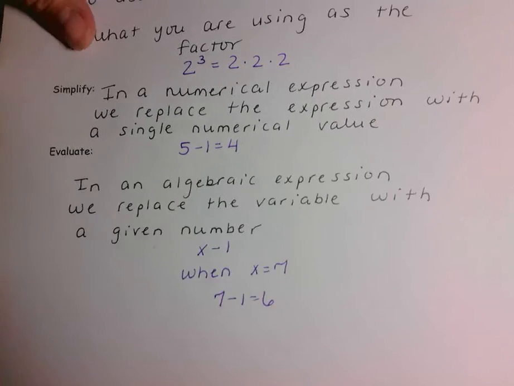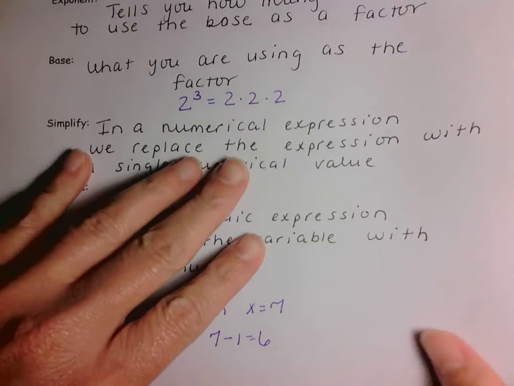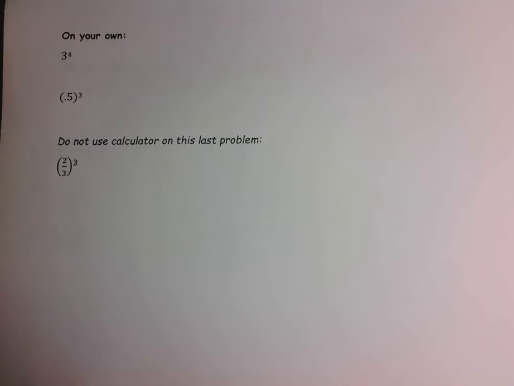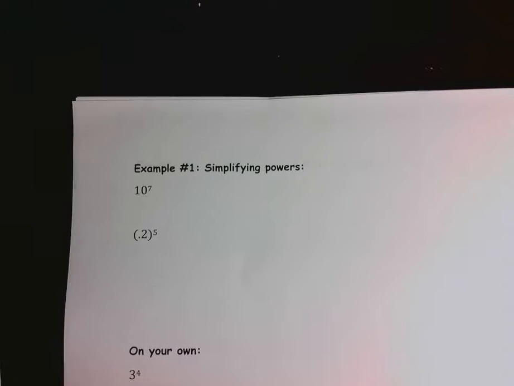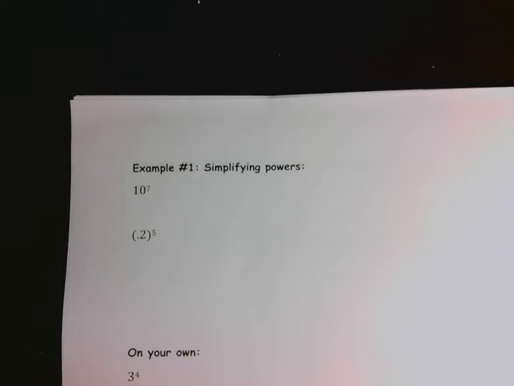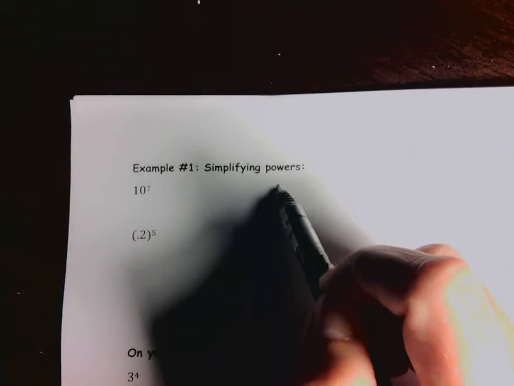So let's go over example number 1. And we're going to start by simplifying powers. There's nothing new in this lesson. The entire chapter is actually a pre-algebra review. But just to review, if I say 10 to the 7th power, what I'm saying is I'm multiplying 10 by itself 7 times. So when I do that, that will give me a 1 with 7 zeros.